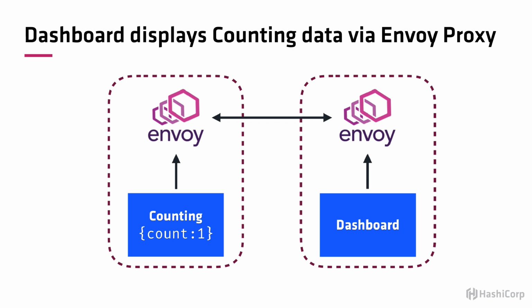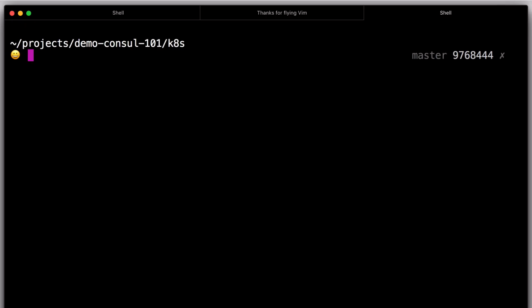Now let's deploy our application. It's two services: a backend data service that returns a number, the counting service, and a front-end dashboard that pulls from the counting service over HTTP and displays the number. The Kubernetes part is a single line.